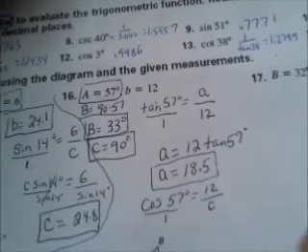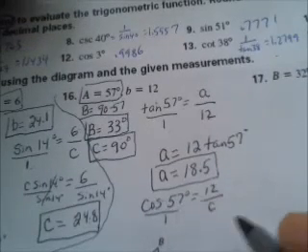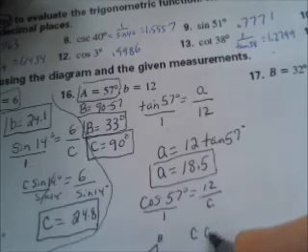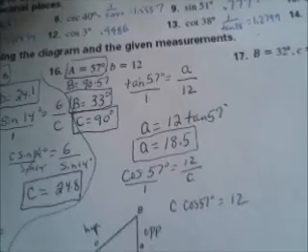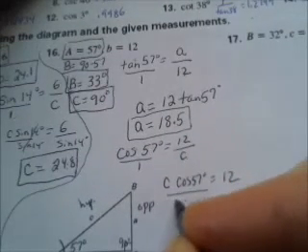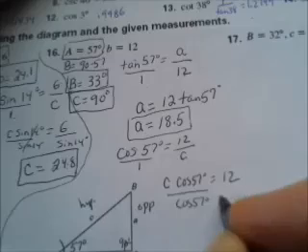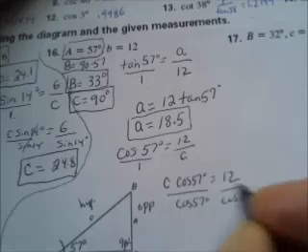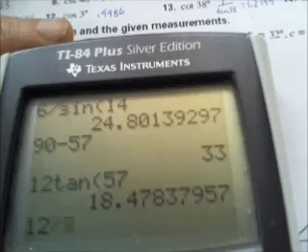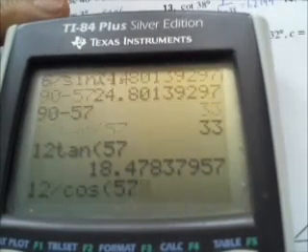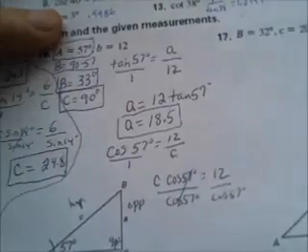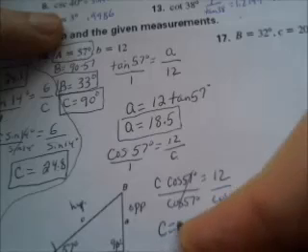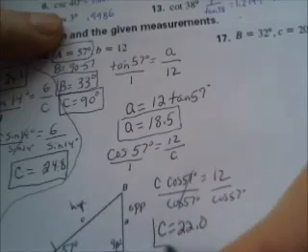Put a 1 underneath the cosine of 57 and cross multiply. So this says C times the cosine of 57 is equal to 12 times 1, which is 12. And if you divide both sides by the cosine of 57, you're going to get side C. So 12 divided by the cosine of 57 is 22.03, which just stays at 22.0. Oops, C is equal to 22.0, which makes sense.